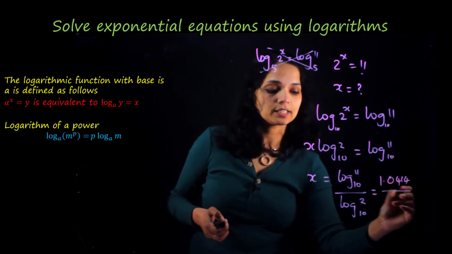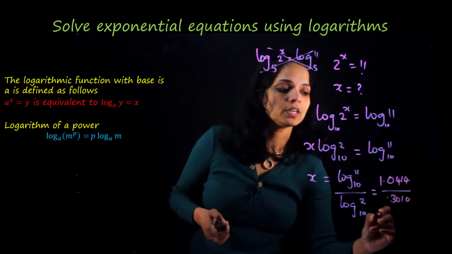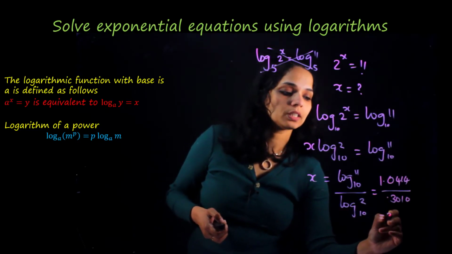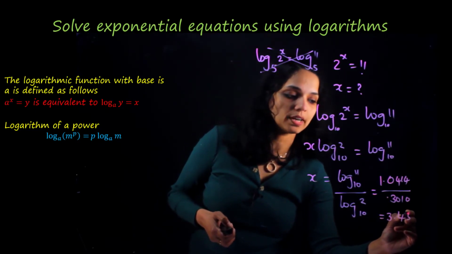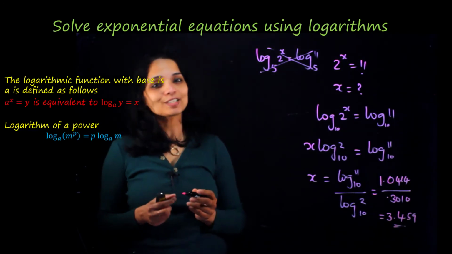So log 11 to the base 10 is 1.0414 and log 2 is 0.3010. So that then gives you 3.459 as the answer. Okay, it's quite simple, isn't it? Okay, let's do one more example.